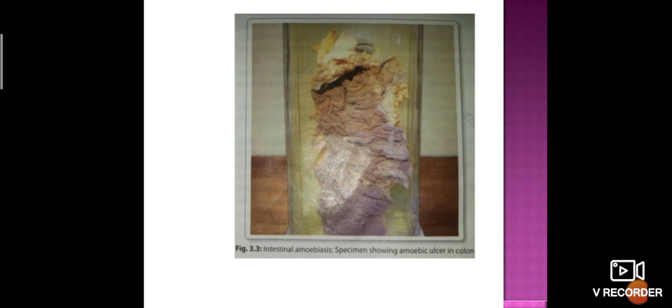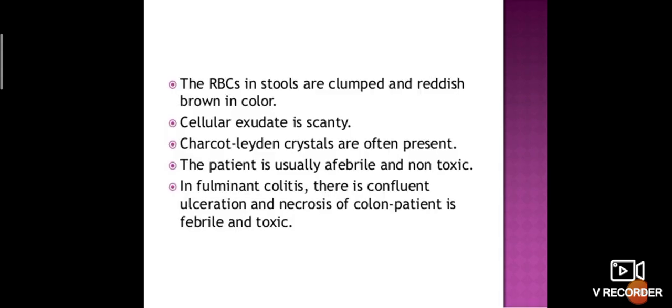So this is the specimen showing an amoebic ulcer in the colon. It is infected with Entamoeba histolytica. RBCs in stools are clumped and reddish brown in color. The patient is usually afebrile and non-toxic.